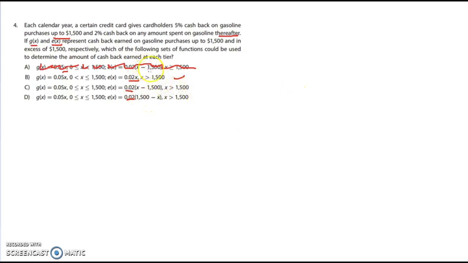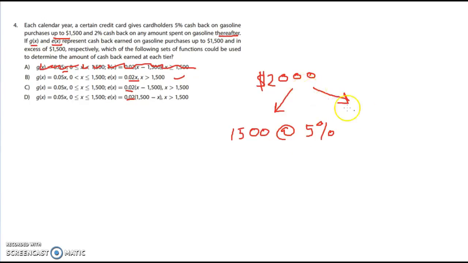Well, let's just think about this for a minute. This is where we have to plug in some numbers. Let's suppose that I spent $2,000 on gas. I recommend this with the SAT: pick a number. So let's think about what my cash back would be. $1,500 of that would be at the 5%, right? We know that already. We get 5% back when we spend up to $1,500. So then the remainder of the money that I spent, the $500 left, would be at 2%.